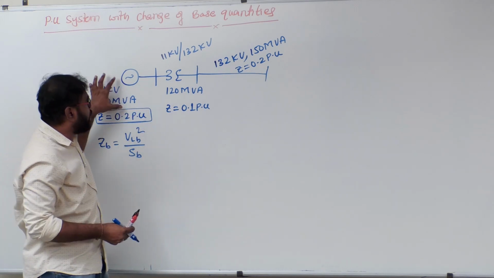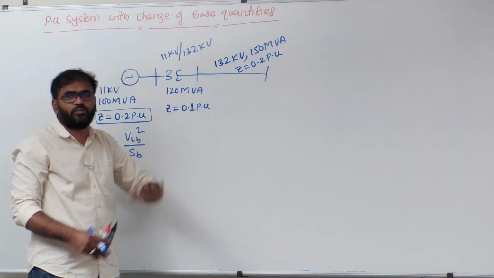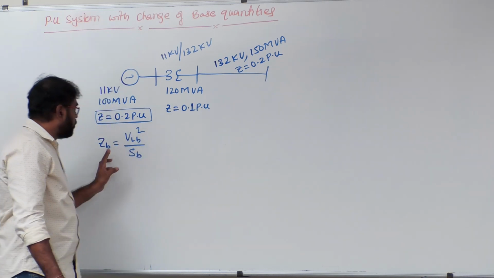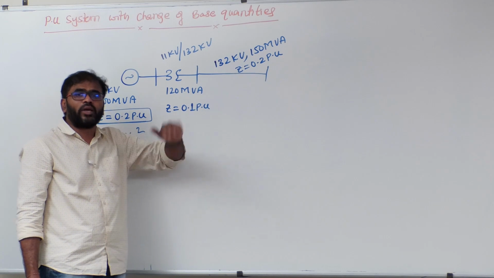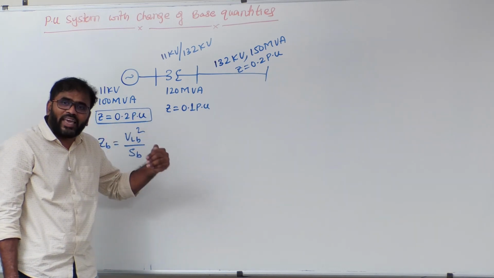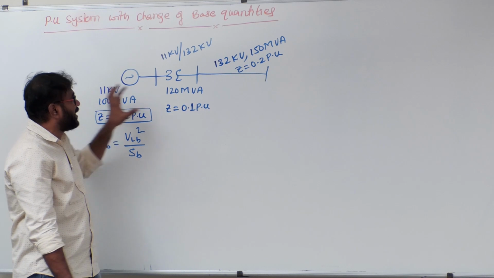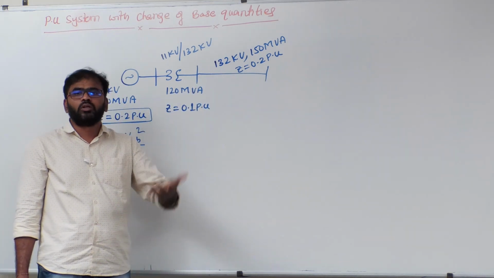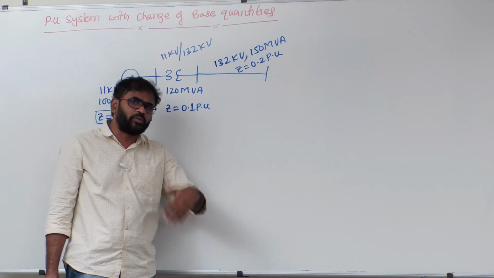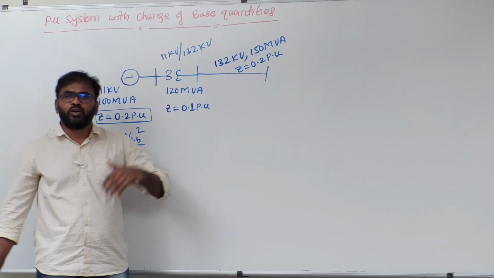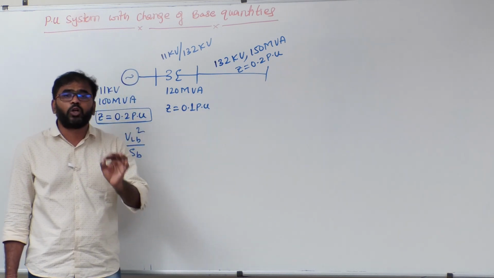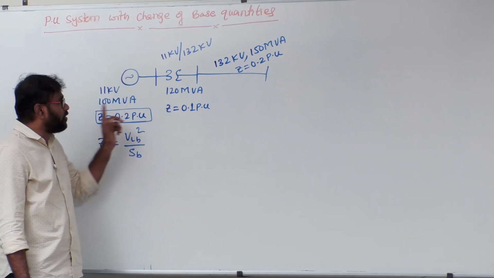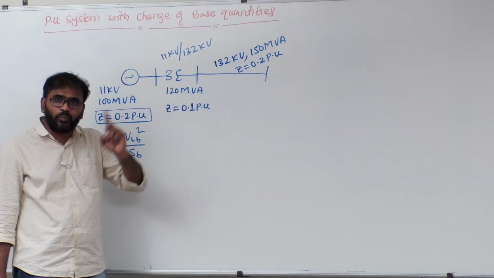Clear? So that's why, when you are dealing with the analysis of this kind of interconnected system, first you must convert the per unit impedances of all the elements to a common base. After calculating the per unit impedances of all the elements onto a common base, next we draw the impedance diagram, then we can do the respective analysis. That means maybe fault analysis, maybe stability analysis, maybe load flow analysis. But before doing all these analyses, you must convert the impedances of all the elements onto a common base.